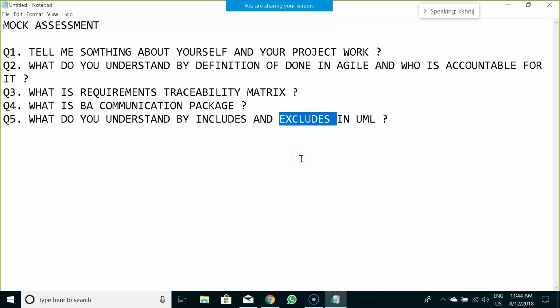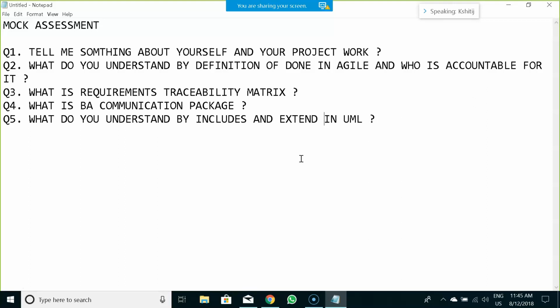Sorry, it should be extend. UML is a general modeling language that describes how the system and the objects in it behave, and include and extend are relationships in UML diagrams.